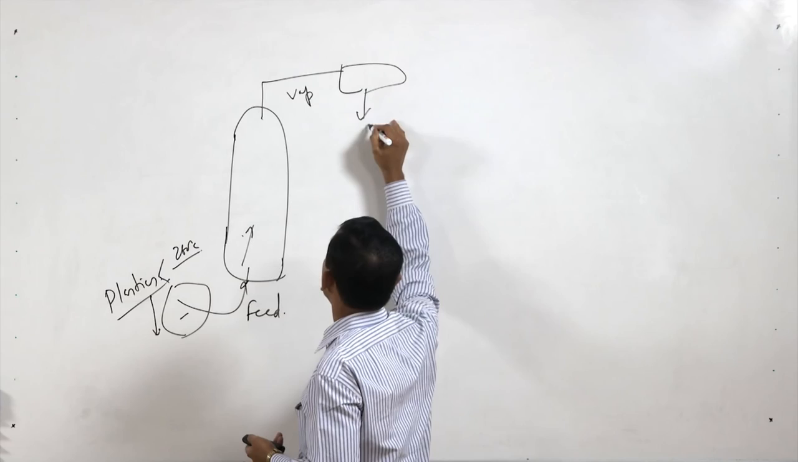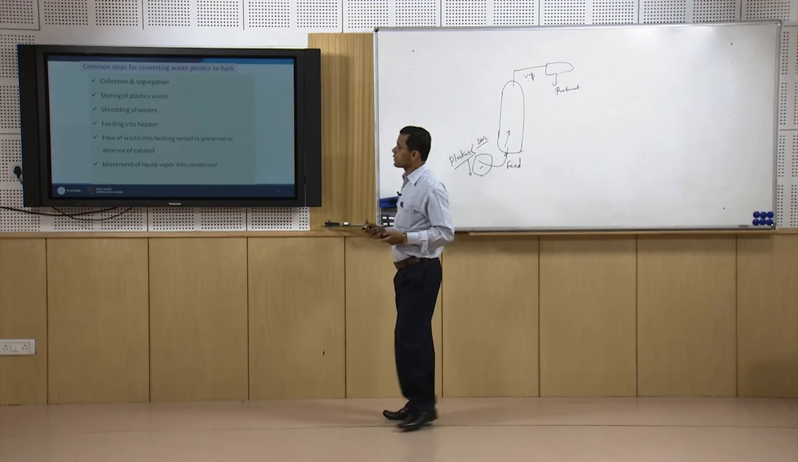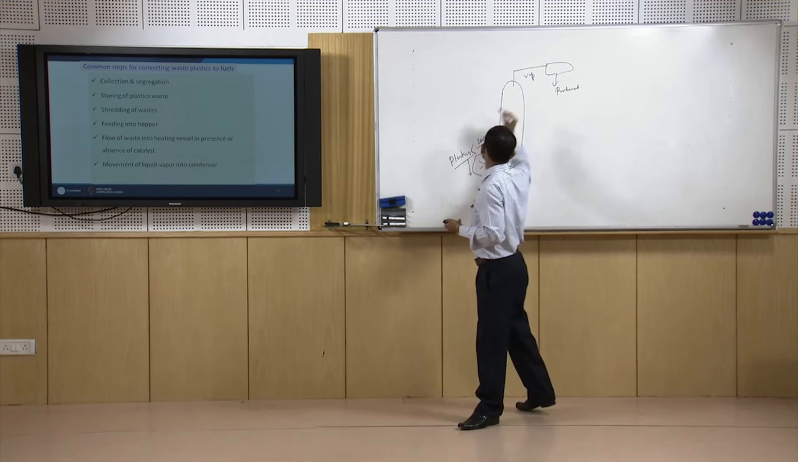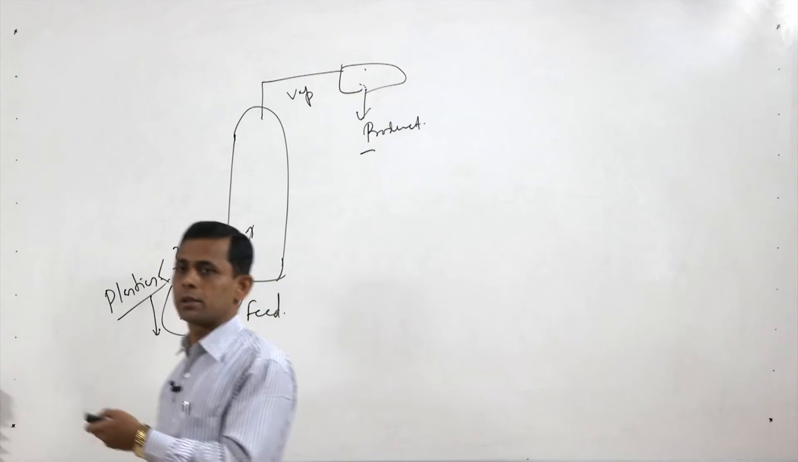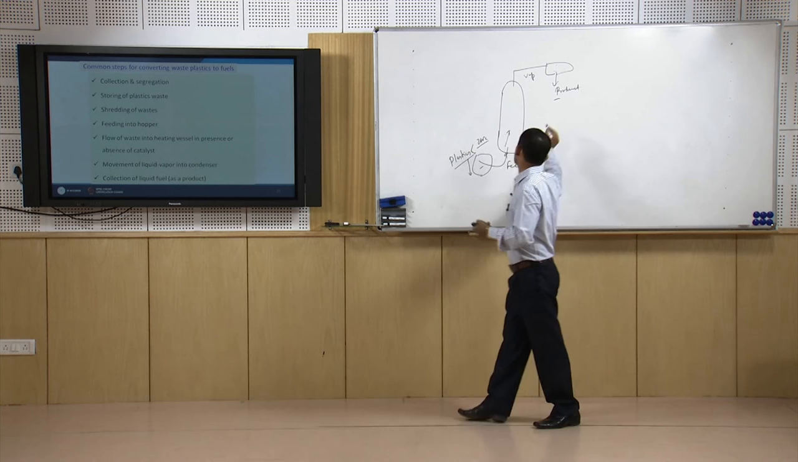So, these are the steps, and then we get movement of liquid vapor into the condenser. This liquid vapor is going, we are using a condenser, and it is producing the product. These are the common steps for converting waste plastics, and the collection of liquid fuels. Here we will be collecting the liquid fuel.